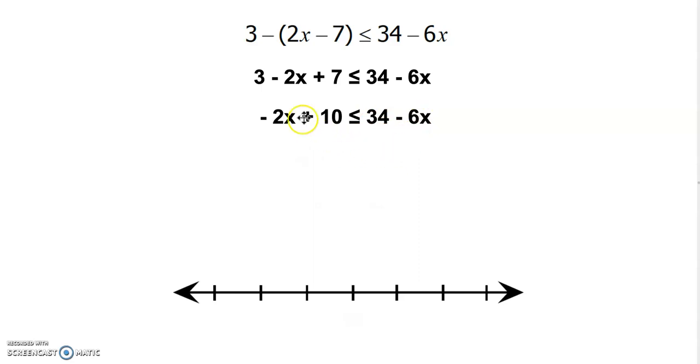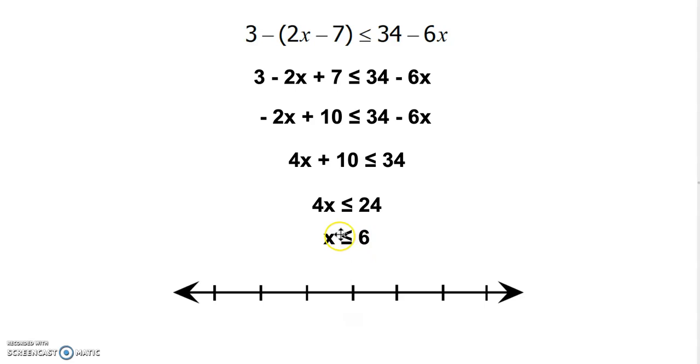Now I'm going to move things across the inequality. So I'm going to add 6x to both sides, and when I do, I get a positive 4x plus 10 is less than or equal to 34. Subtracting 10 from both sides gives us 4x is less than or equal to 24, and dividing by 4, x is less than or equal to 6.